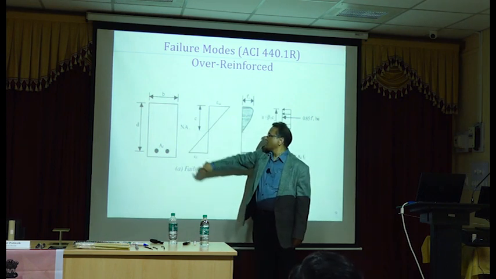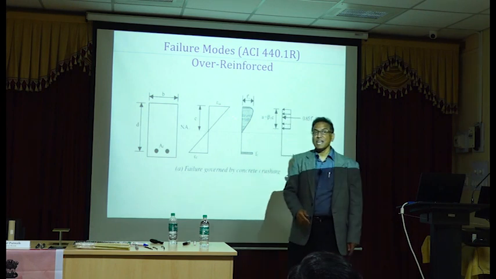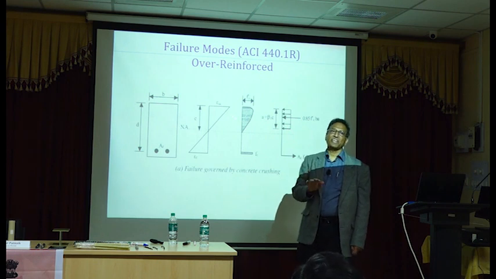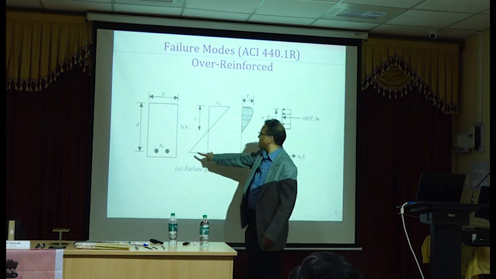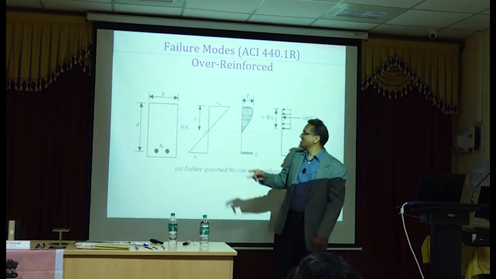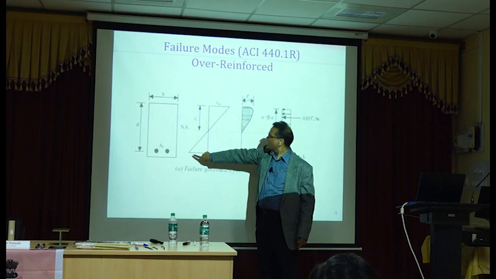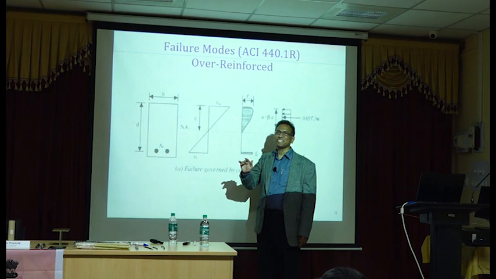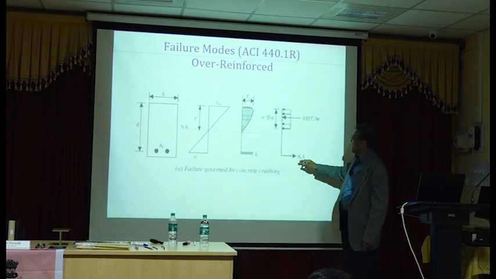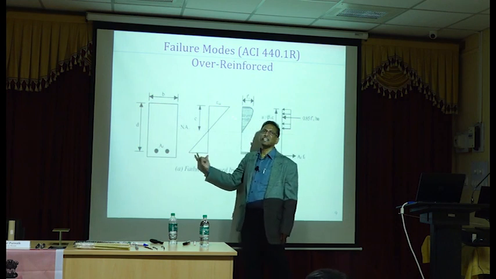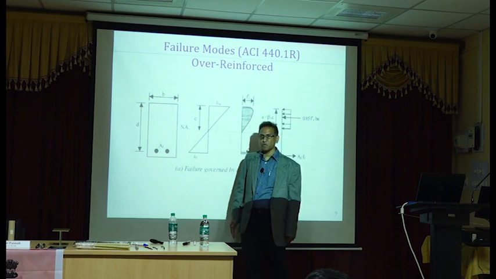What about this strain? That strain is not yet epsilon Fu. It is smaller than epsilon Fu, right? If it is equal to epsilon Fu, then what do you call that condition? Balanced condition. Very good. So we have over reinforced condition, therefore this strain has not yet reached epsilon Fu. Okay, makes sense? So if this is not epsilon Fu, what is it? It is epsilon F, which is smaller than epsilon Fu.